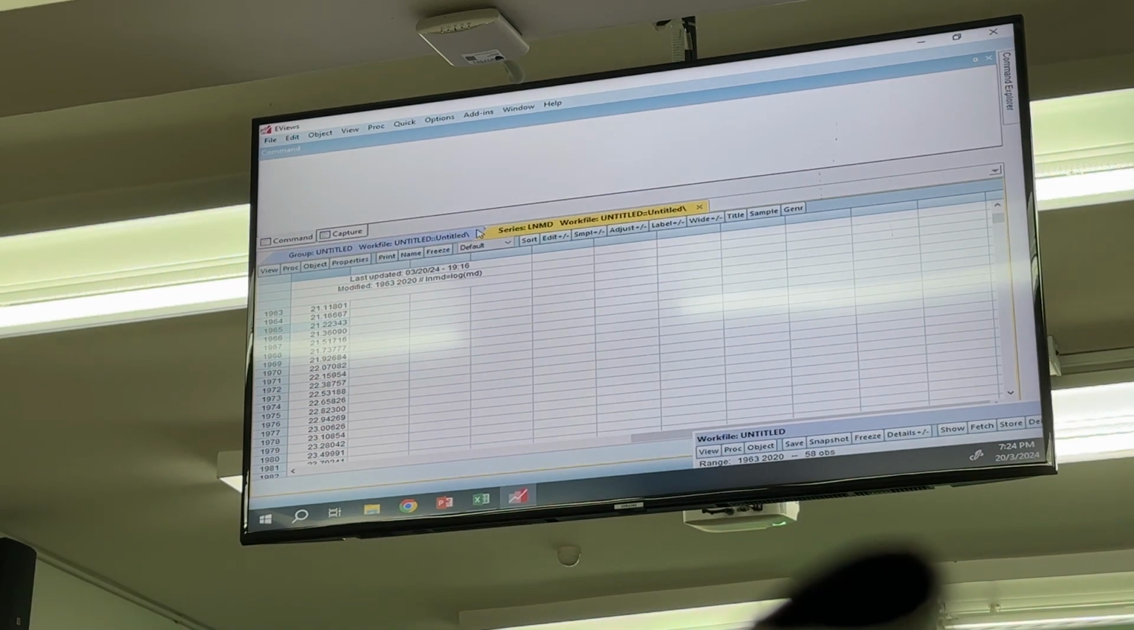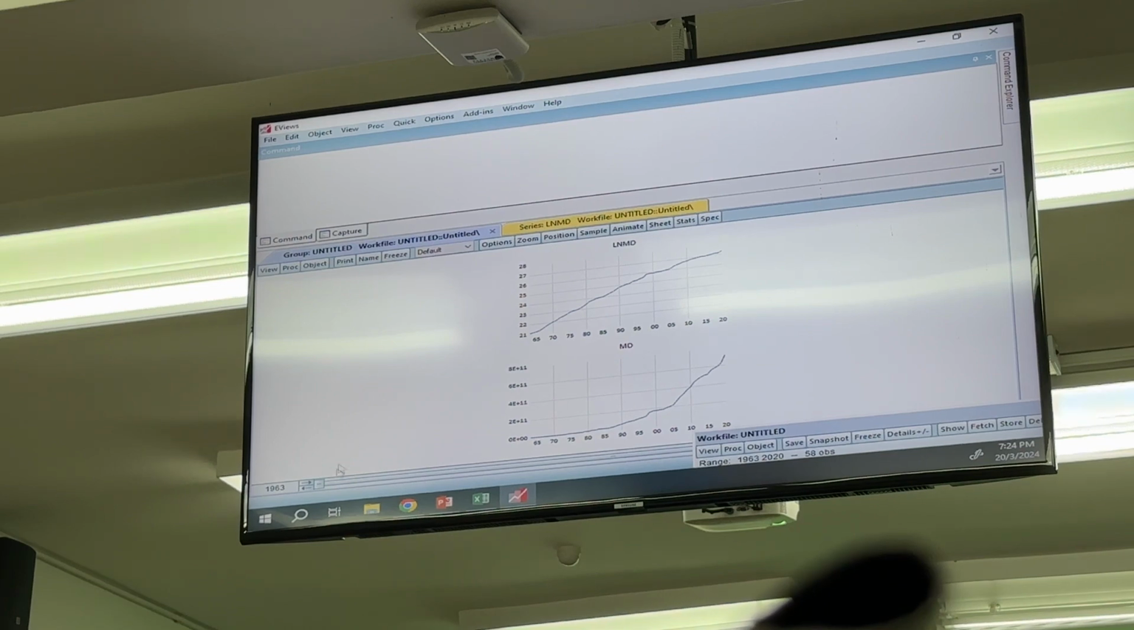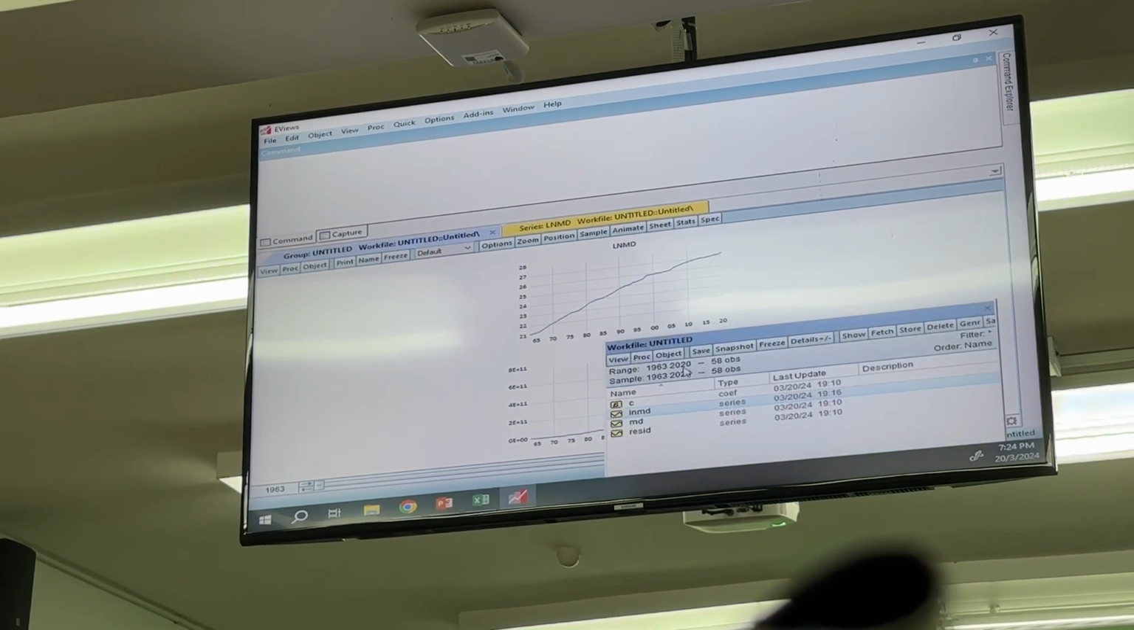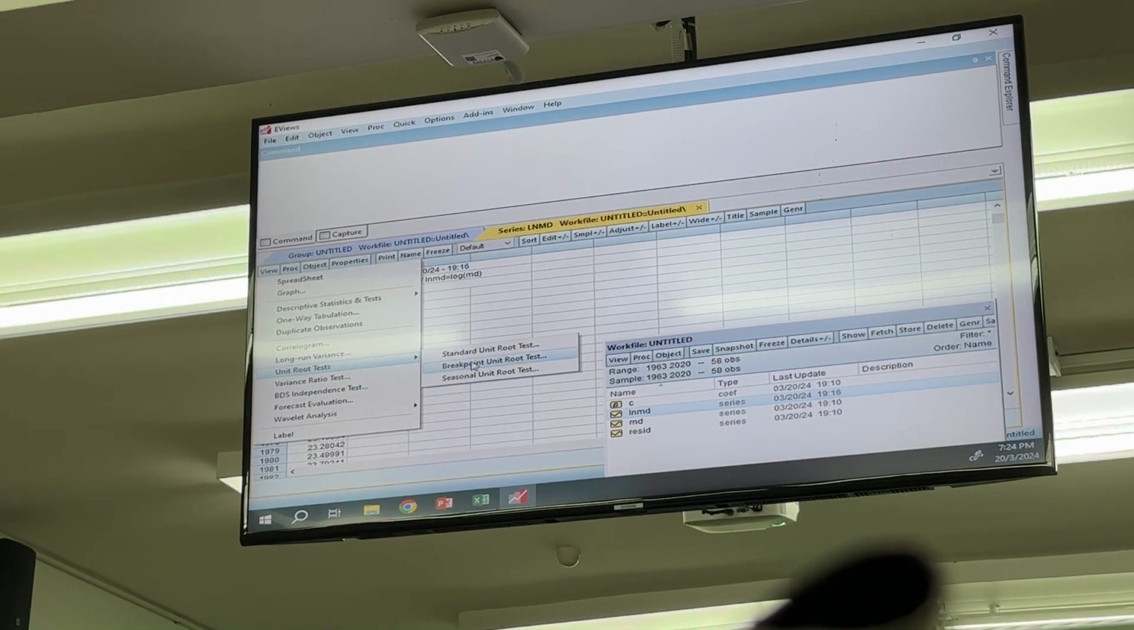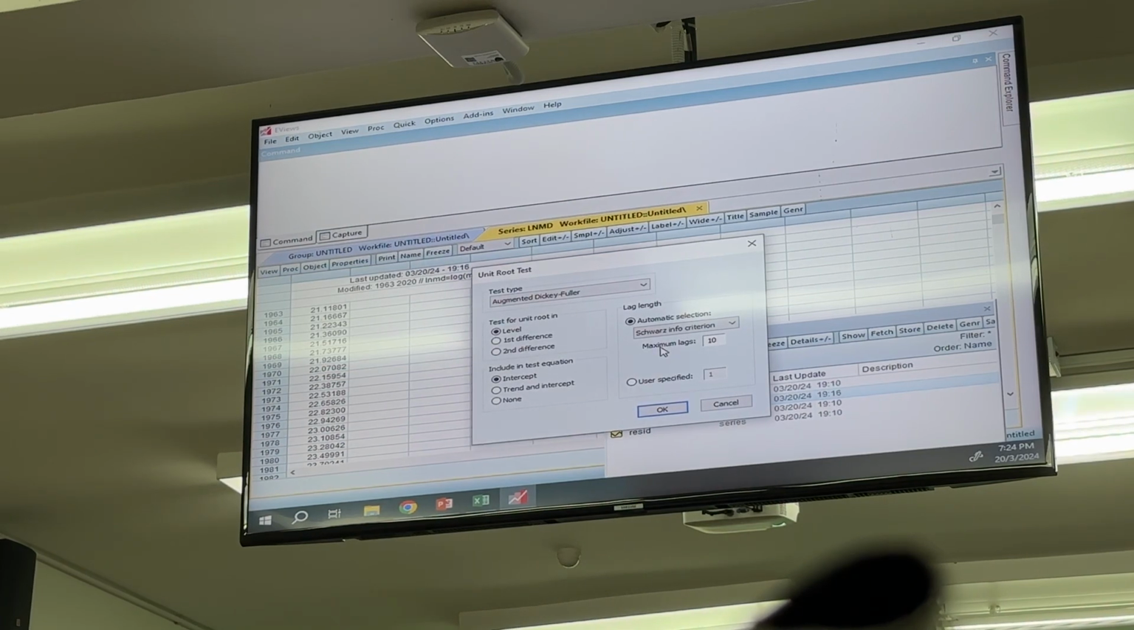Let me check this one, but based on the PowerPoint, I have 58 observations in total. So EViews already uses a certain formula to help me calculate, and it shows that the maximum lag I can put inside is 10. It means the maximum lag of the dependent variable is 10 only. I cannot go more than that, if not, I do not have enough degrees of freedom.